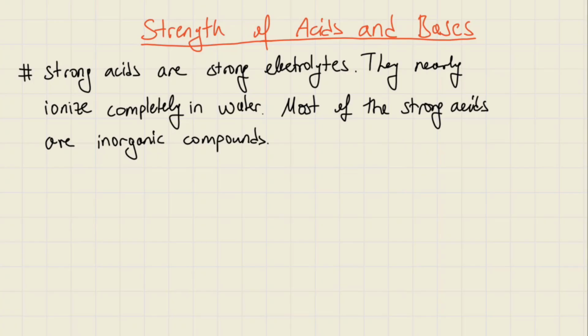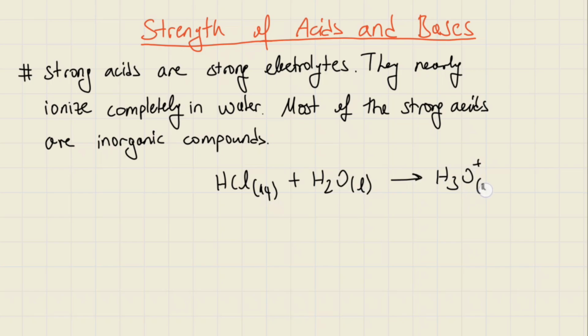And we can make a few examples. For instance, HCl, which is a very, very common chemical in the chemistry labs. If you put it in water, it completely ionizes and it creates H3O+ and Cl- ions. And these ions are extremely weak bases. Therefore, these acids are strong.